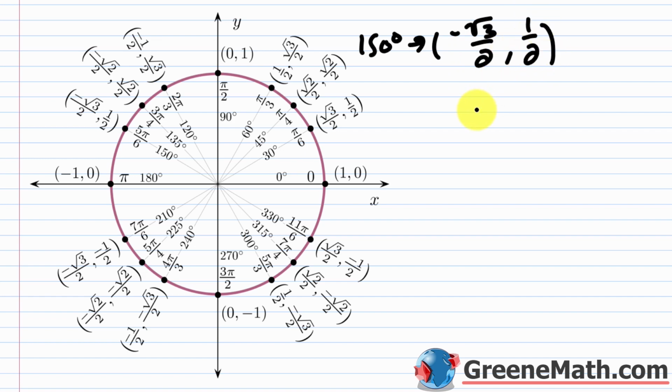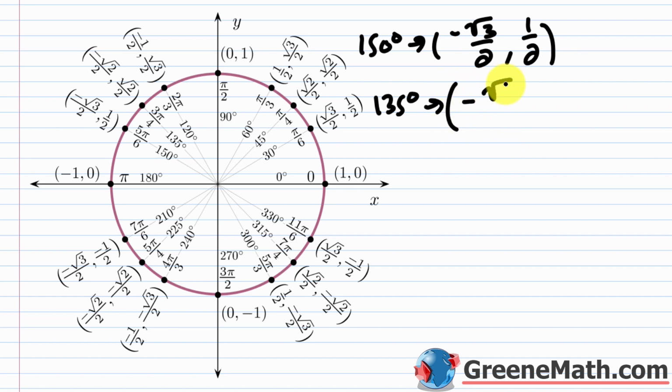And then for the other guy, which was 135 degrees, you know that has a 45 degree reference angle. So for the cosine value, it's the negative of the square root of 2 over 2, because again, we're negative in quadrant 2 for the cosine value, and the sine value is still positive, so that's just the square root of 2 over 2.